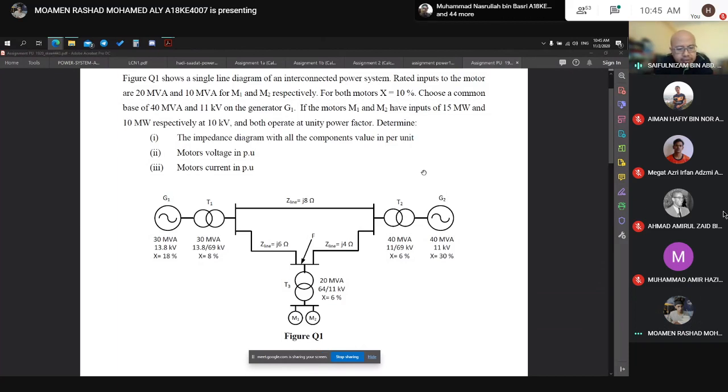So first, as usual, you have to find what is the new base voltage for each section. In this case, we have 1, 2, 3, 4, 5, 6 sections.